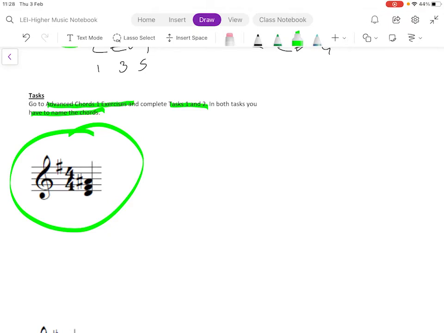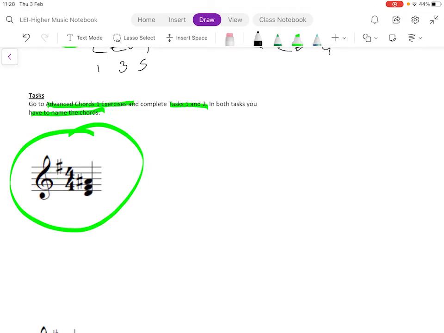So, first thing, step one, let's name our notes. Remember, whenever we name any notes, keep an eye out for the key signature, yeah? Because that's going to affect them. We're in G major here, so that means the Fs are all sharp. If there's any Fs, they're going to be sharp, all right? So, let's have a look.